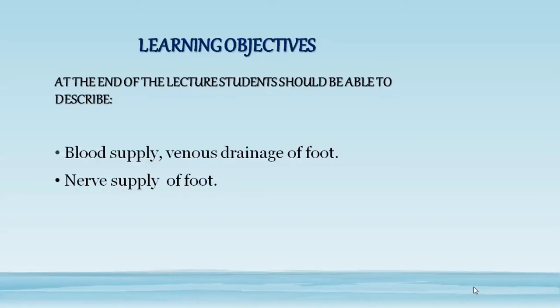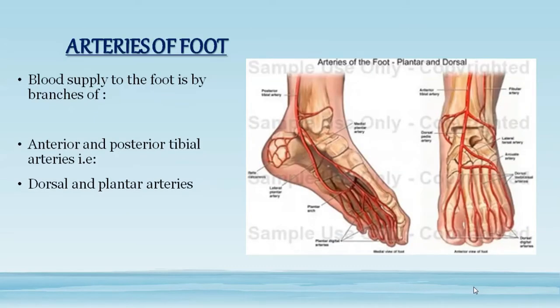The main objectives of today's lecture are: at the end, you should be able to describe the blood supply, venous drainage, and nerve supply of the foot. Now, the blood supply to the foot is mainly by the branches of the anterior and posterior tibial arteries.